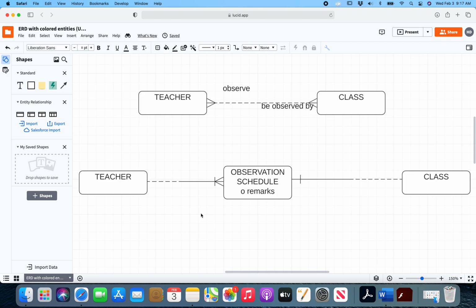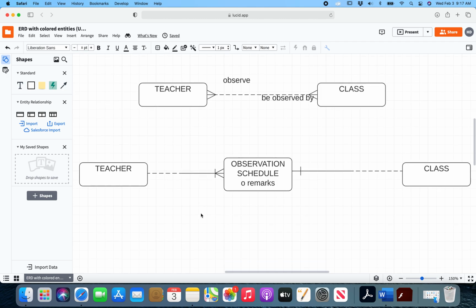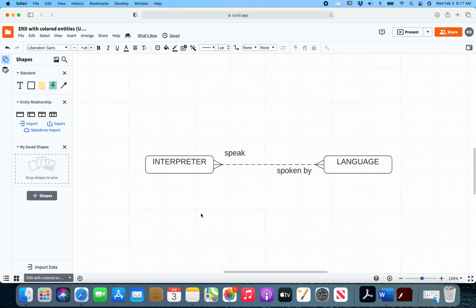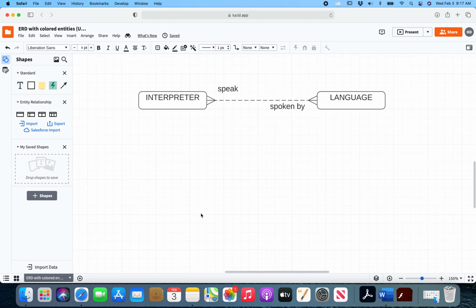If you need to, pause the video, take some notes, and now we're going to move on to the second part of this question, the interpreter language many-to-many relationship. So, again, we start by creating the intersection entity down here. So I've got a box for it.